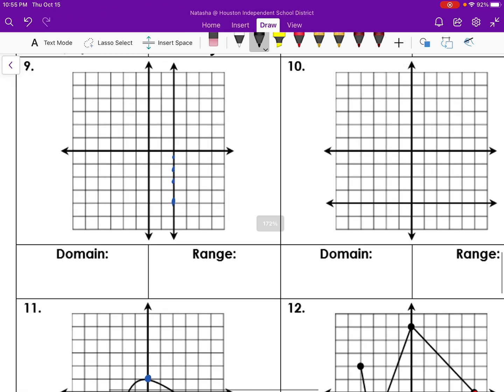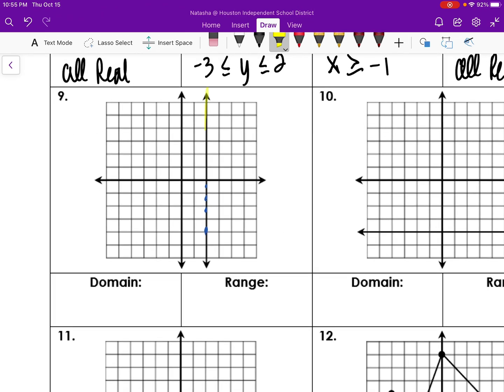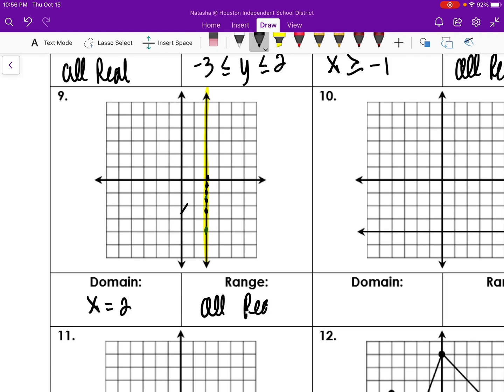Let's see, 9 and 10. 9, be careful with these. This is your line here. Okay, now I want to ask myself if I'm looking at my x value, because remember, when we're looking for the domain, we're trying to think of what are all of the possible x values if I were to touch my graph. What are all of the x values on my graph? Well, no matter what point I'm hitting on this graph, x will always be equal to 2. Okay, my range, since we have the arrows, is going to be all real.